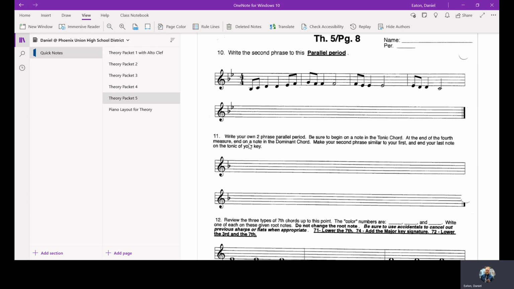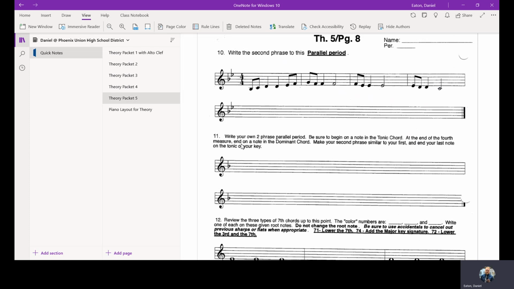Okay. For number 11, you're going to write your own two-phrase parallel period. Be sure to begin on a note in the tonic chord. And again, the tonic chord for this one, assume that it's major. So one flat should be F major. Okay, so you're going to start. It says that it needs to begin on a note in the tonic chord, so it could be F, A, or C. It's your choice. I would probably pick F because, again, it's the tonic of the piece.